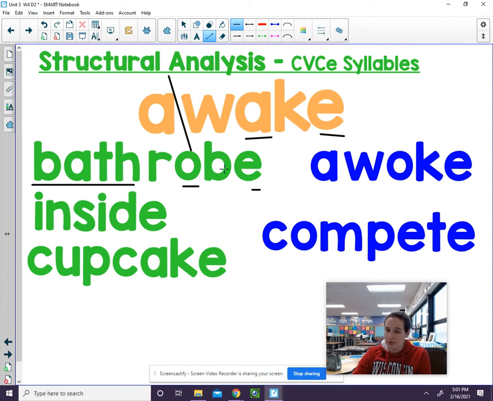The word is bathrobe. Let's see where the syllables are separated. So the word bathrobe, put your hand under your chin. Let's find out. Bathrobe. Oh, well, they're separated between the H and the R because my chin went down again. Bathrobe. When I started saying the R sound. Let's take a look at another one.